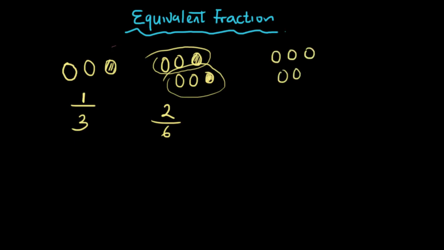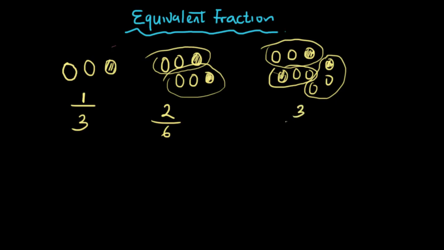Now let's say we increase the number of eggs to 9: 3, 4, 5, 6, 7, 8, 9. Remember, for every 3 eggs, I receive 1 egg. So in this case, I receive 3 out of 9 eggs.